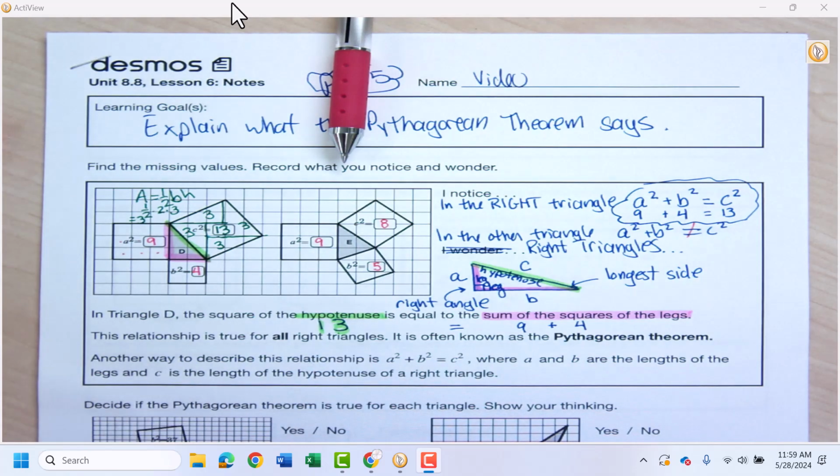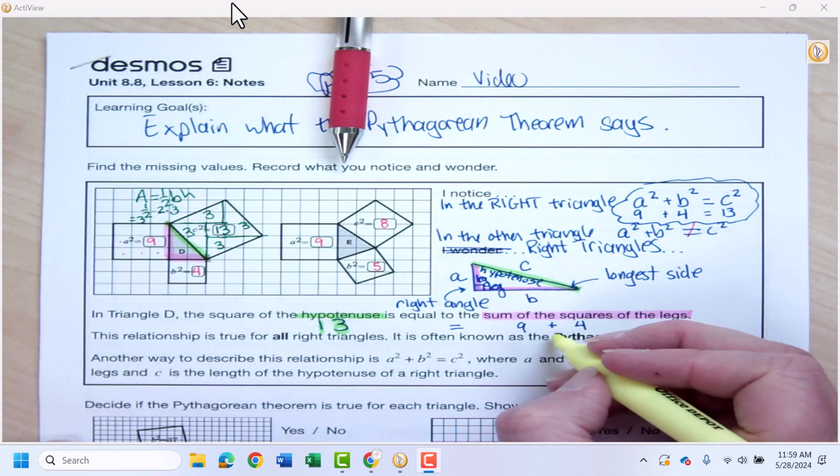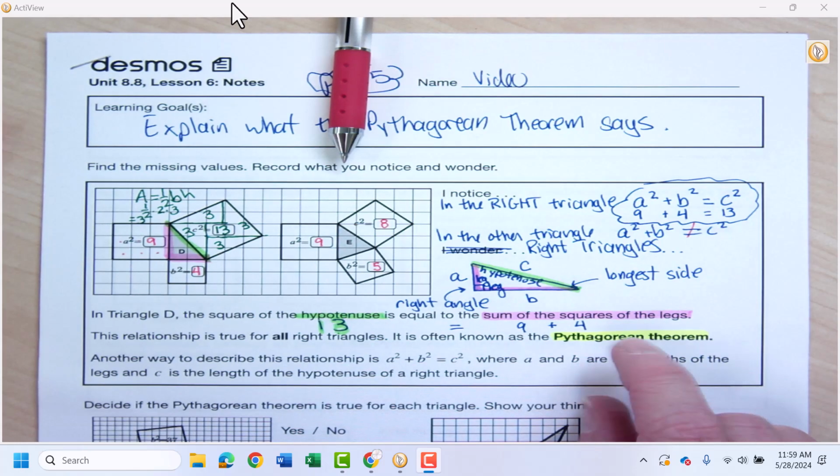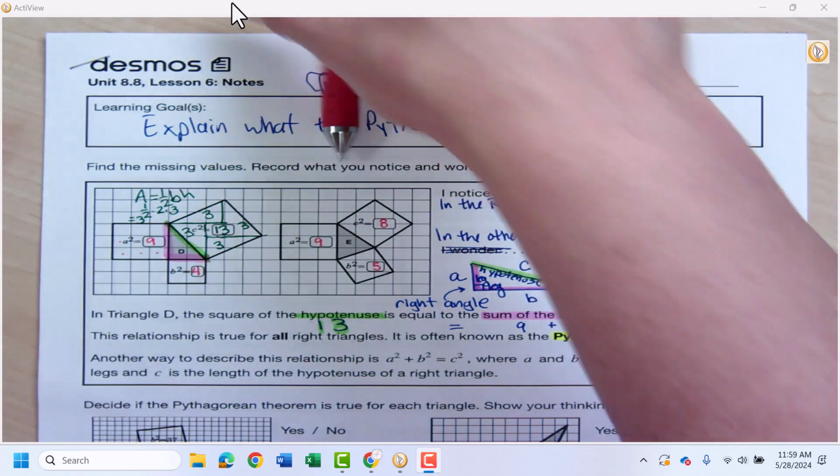It's known as the Pythagorean theorem, and it's like having a screwdriver in your toolkit. Everybody's got a screwdriver in their toolkit, and they use it all the time. The Pythagorean theorem is one of those tools in math that you will use all the time.